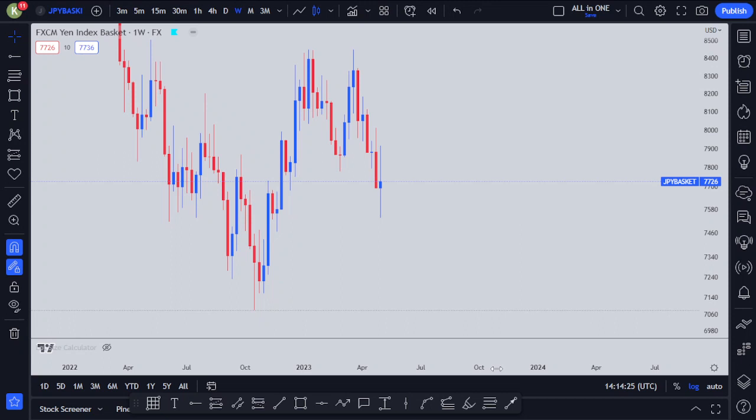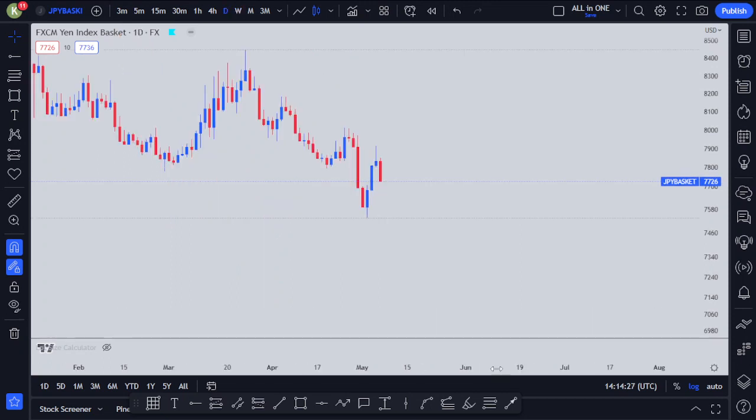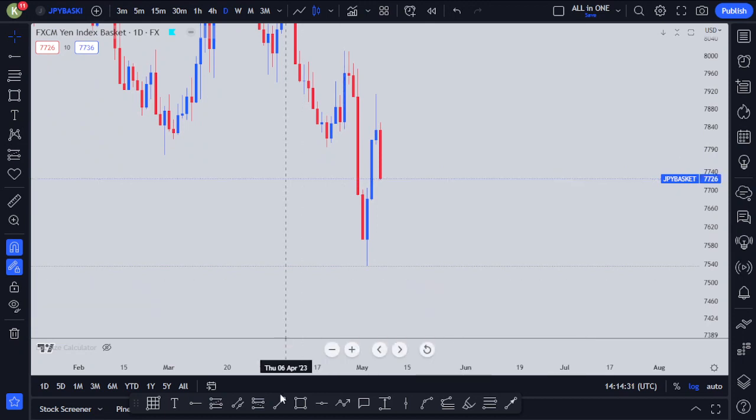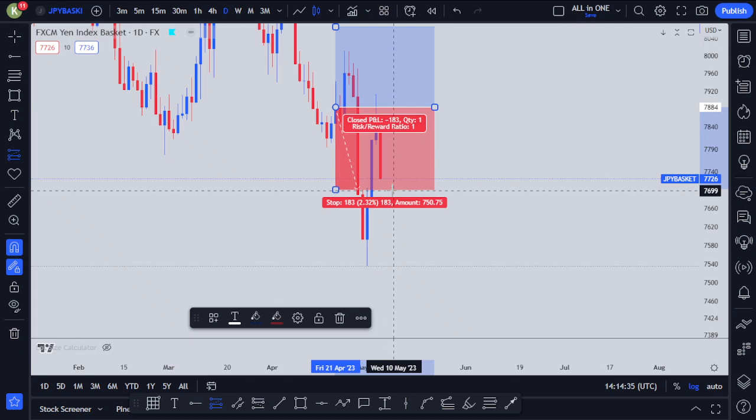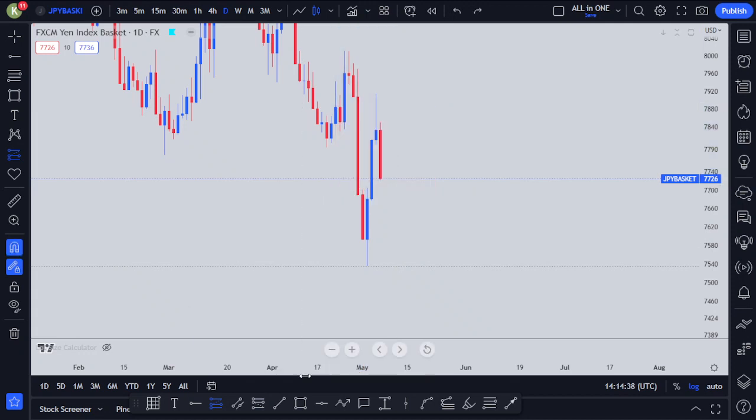Now, when it's switched to the daily time frame, let's see if we have anything meaningful. The daily time frame is just retracing. I see just a retracement from this engineered liquidity.